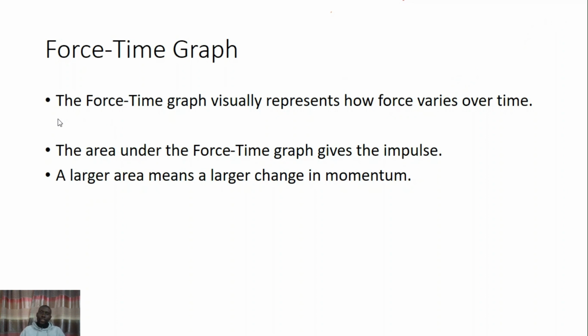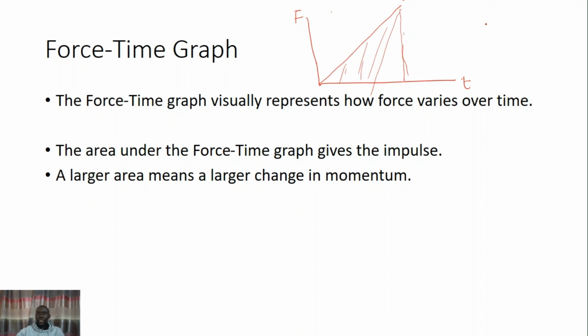The force-time graph visually represents how force varies over time. If you have F here and time t here, showing how the force varies over time. Let's say it varies constantly over time and it gives us a straight line. What would be the area under this curve? You see, this is a triangle actually, right?